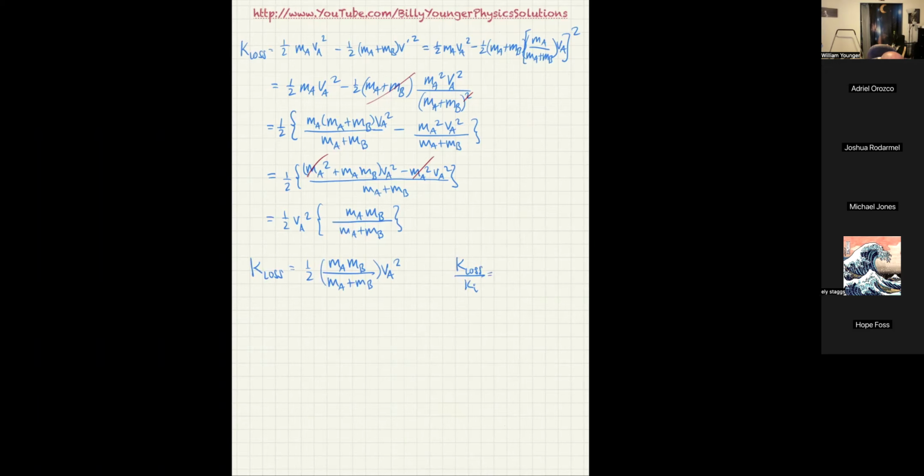And of course, you see what happens then. Since the initial kinetic energy was just 1/2 MA VA squared, you can see the 1/2 is going to cancel out, the MA is going to cancel out, and the VA squared is going to cancel out. And this is the simplest, prettiest result you can get. We just get MB over MA plus MB. So these are really the major results. That one that I just boxed off is what the book asked for.